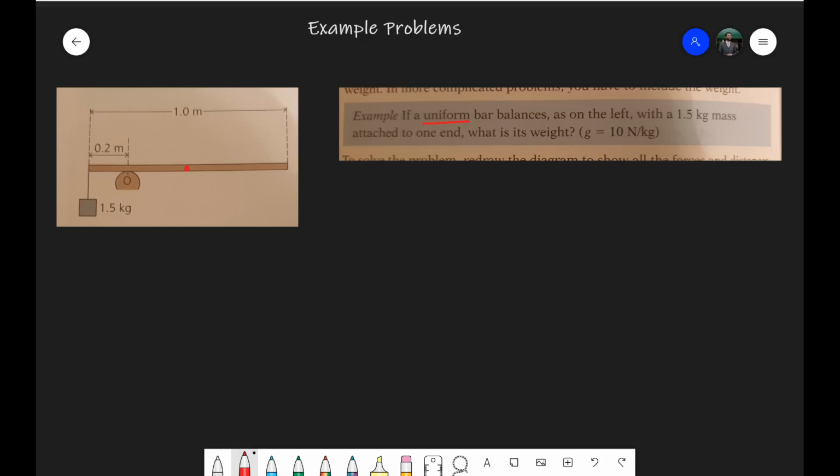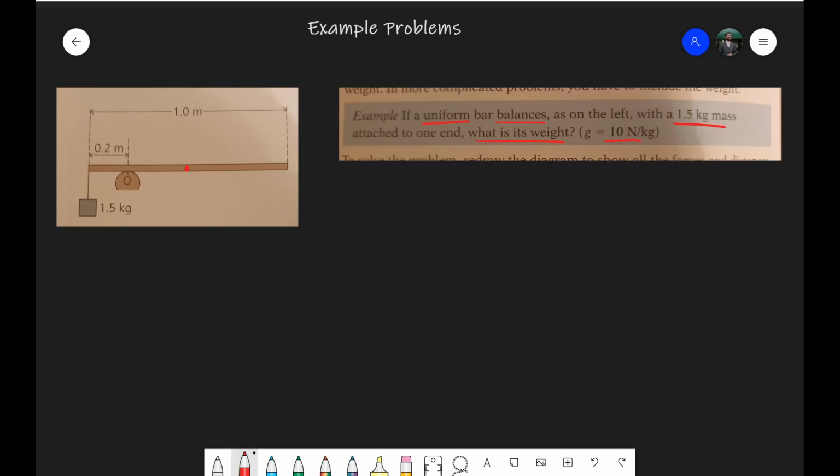The bar is balanced. So if the bar balances, you know that you can apply the principle of moments to this bar since it is balanced and the clockwise and anti-clockwise moments are equal on this bar. It has a mass attached to it, which is 1.5 kg. Now they're asking what is the weight of the bar itself, and they've given you the value of g, which you're supposed to remember is 10 on earth.